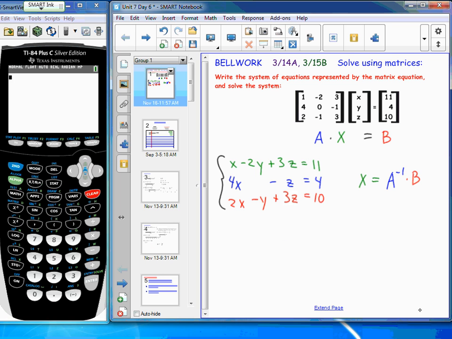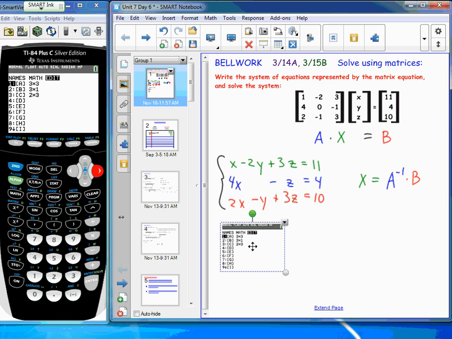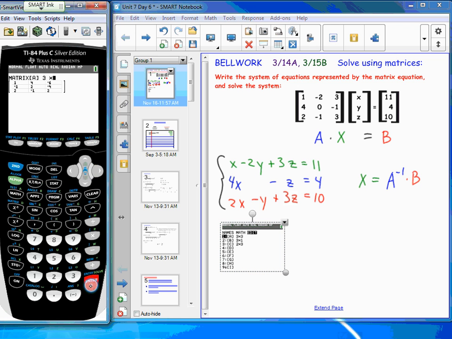So let's go ahead and in my matrix editor, we'll edit matrix A, and I want that to be a 3 by 3, and I want it to be 1, negative 2, 3. And I want it to be 4, 0, 1. Nope, 4, 0, negative 1. And I want it to be 2, negative 1, 3. Take a minute to make sure that I haven't messed up any signs.